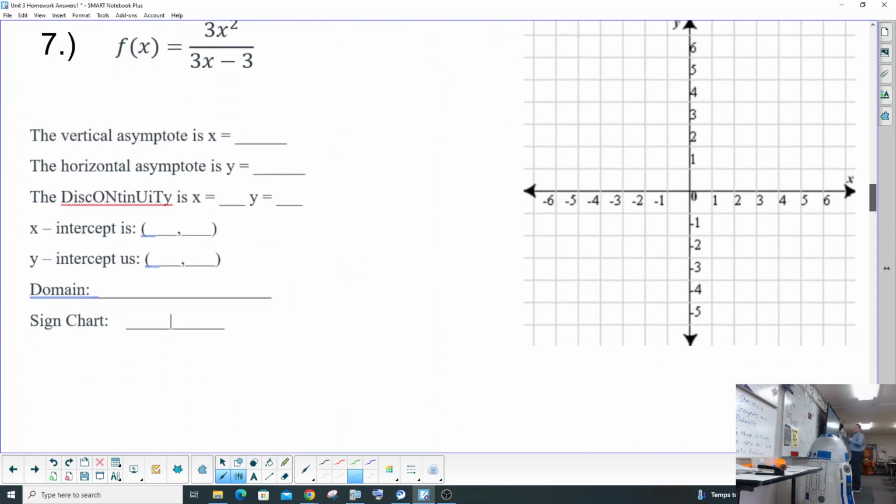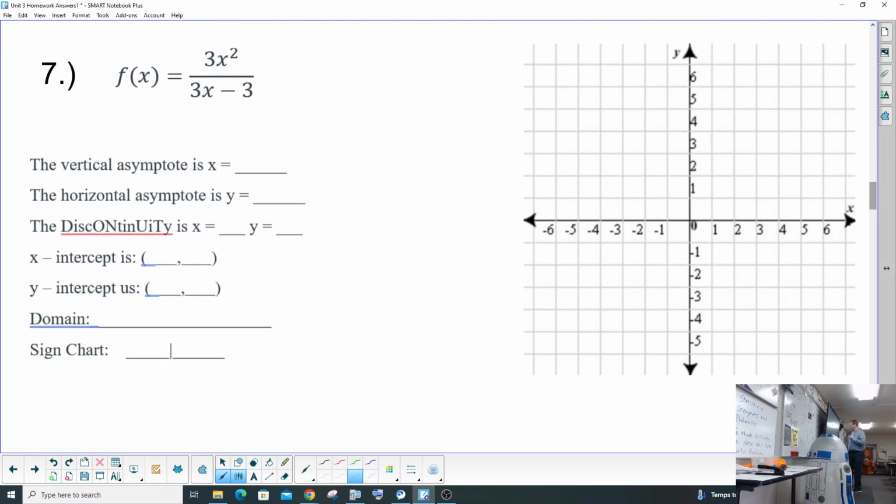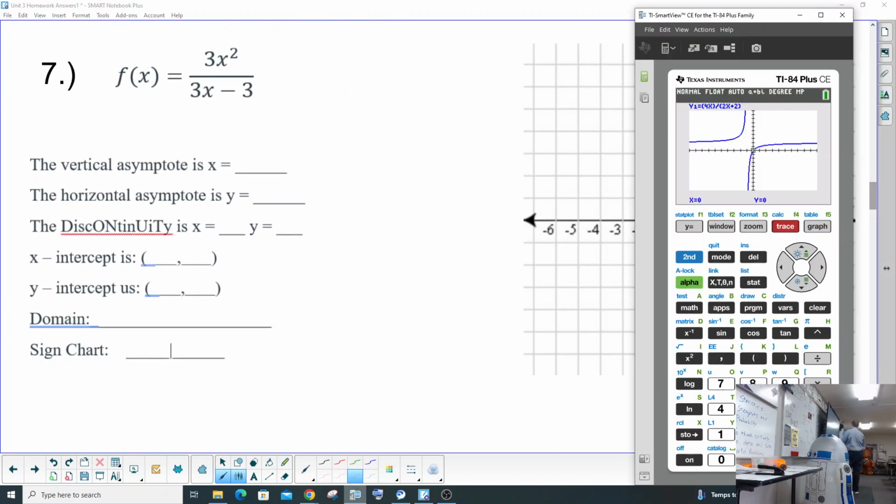Okay, last one. So last one's going to be number 7. And number 7, we're just going to use the calculator, because number 7 is pretty tricky, because it has a slanted asymptote, not a horizontal. I'm talking about that the top power is greater than the bottom. Use parentheses on the top and bottom. The x squared, the top power, is greater than x to the first power. 3x squared is greater than 3x to the first power. So that means the top is greater than bottom.